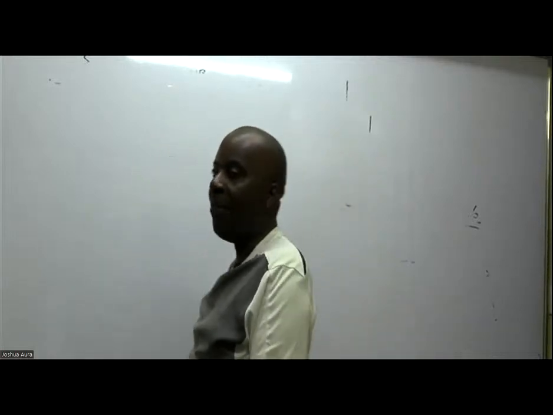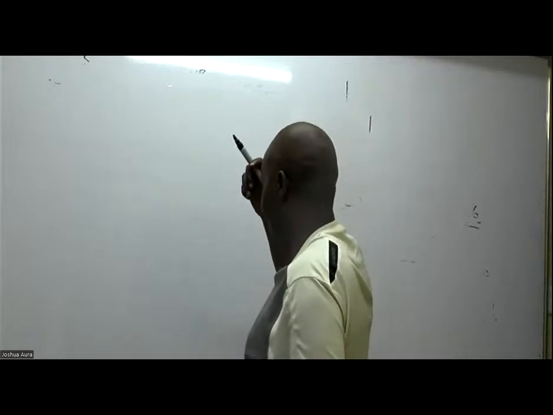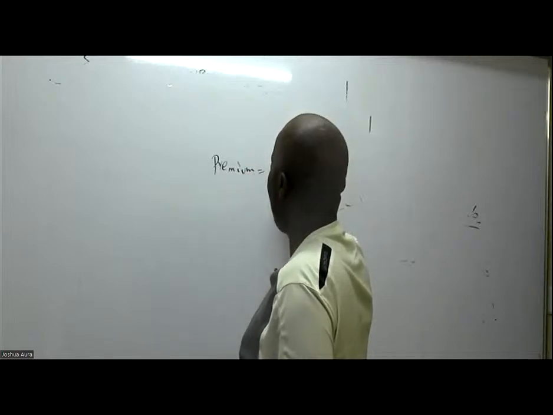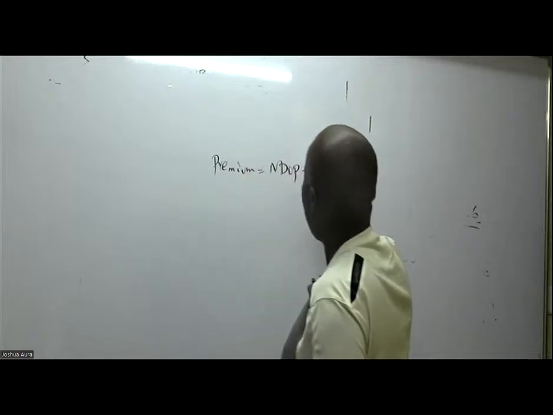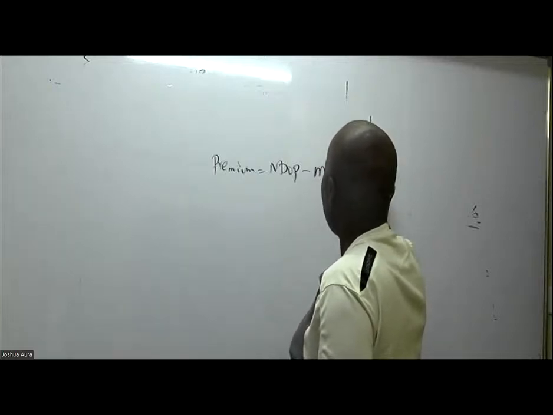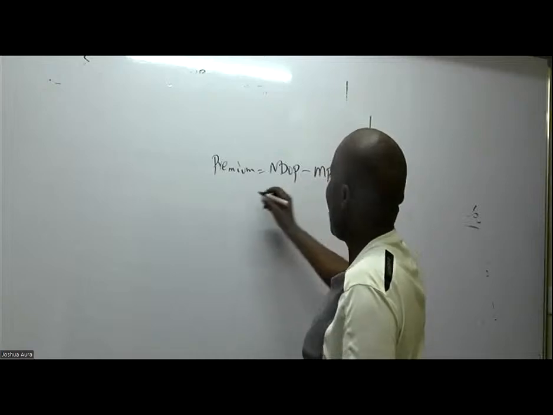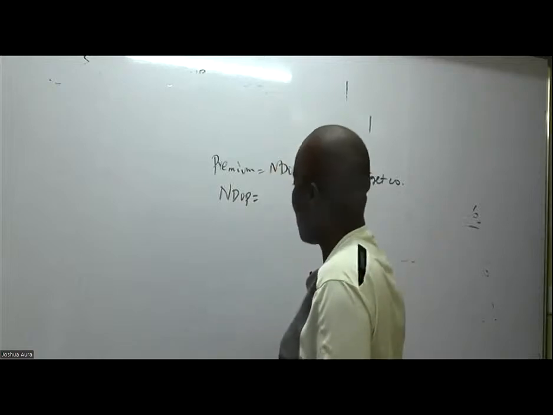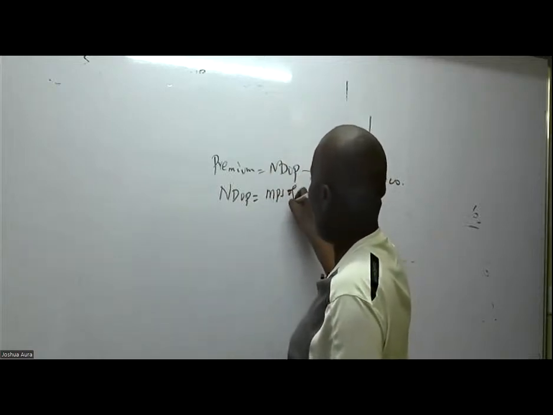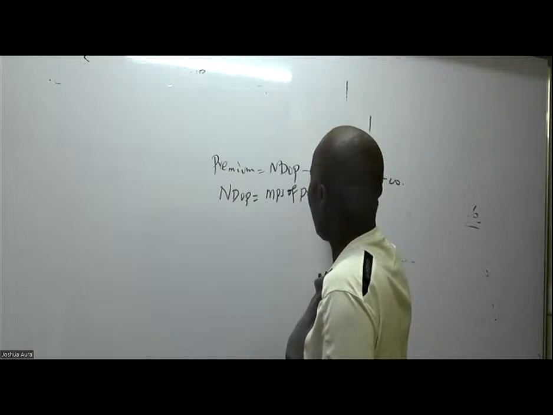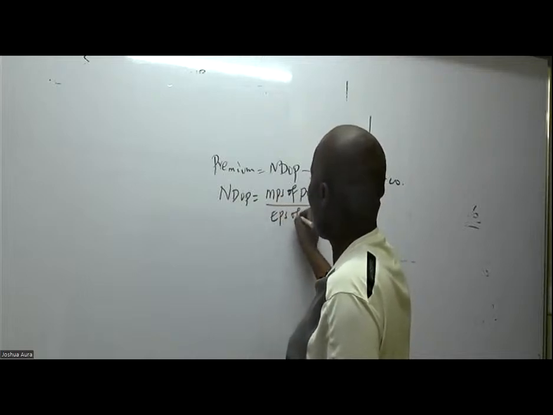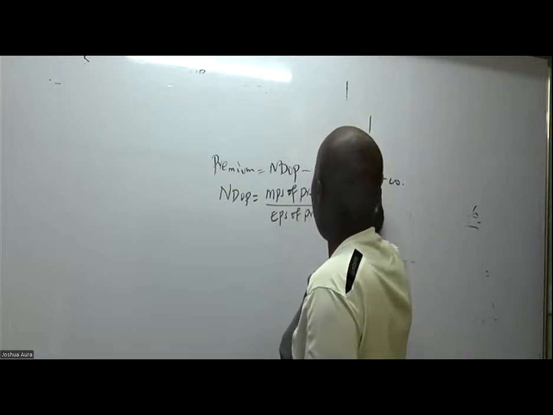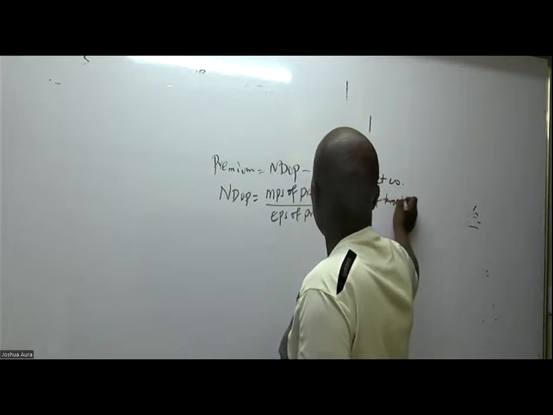first of all, I'll come and remember the formula. So premium will be DOP minus what here? MPS of the target company. So then how do I get this in DOP? It's very easy to get in DOP. We shall take market price per share of the predator, MPS of predator, all over EPS of predator, times EPS of target company.